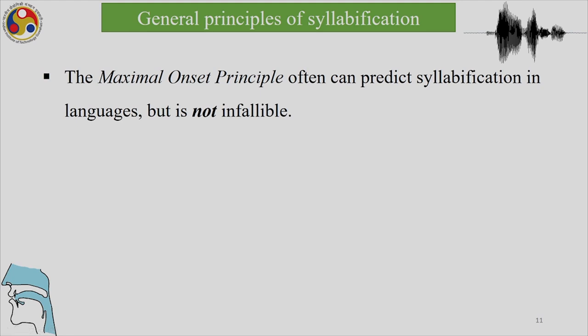The maximal onset principle can often predict syllabification in languages, but is not infallible. That is important to remember. It maximizes onsets, and in English that is followed to the extent that the consonant clusters are legitimate, that is, possible in English. But if the consonant clusters are not possible, then the maximal onset principle is not followed.